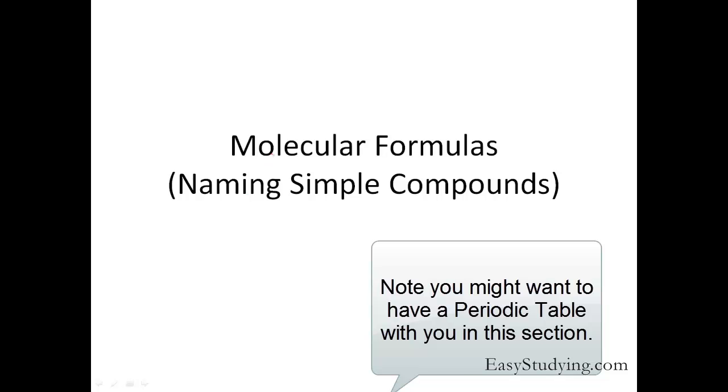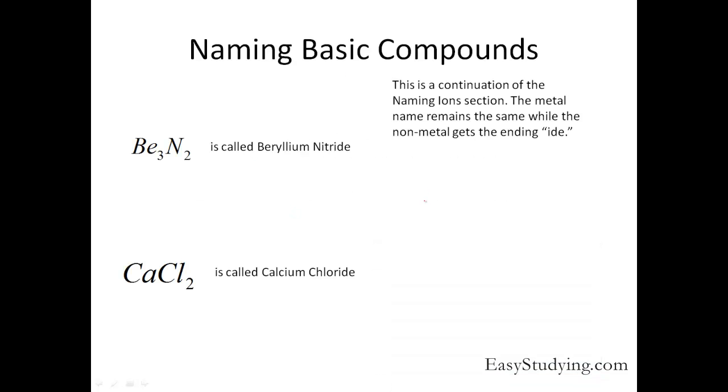Hello, today we'll be learning about molecular formulas, specifically naming simple compounds. Naming basic compounds. Note that this is a continuation of my naming ions section. So as we learned before, the metal name remains the same while the non-metal ending gets the "-ide". We have two examples here, Be3N2 and CaCl2.